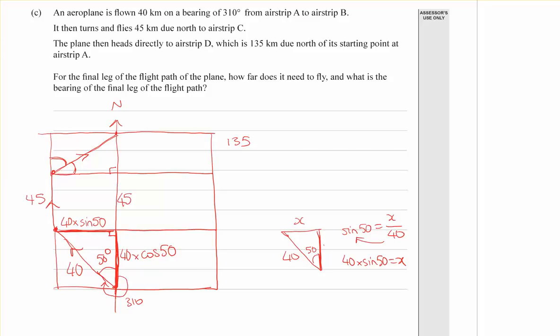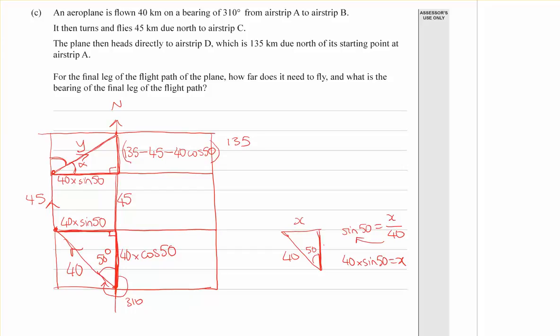So what that means is for this triangle here, where I'm interested in finding y, and we'll call it alpha, I know that this side is 40 times sine 50, and I know that this side here would be 135 minus 45 from there, minus 40 cos 50. Now you can work out these numbers, they're just big long decimals, or you could keep them as they are.